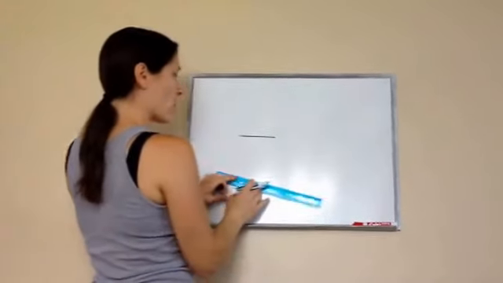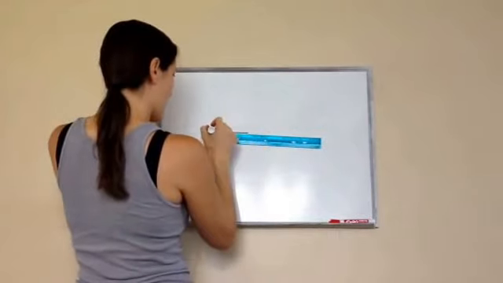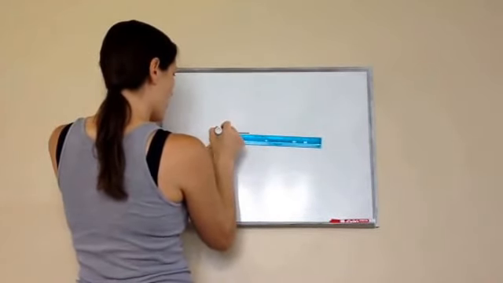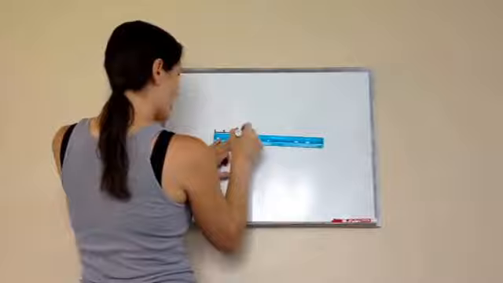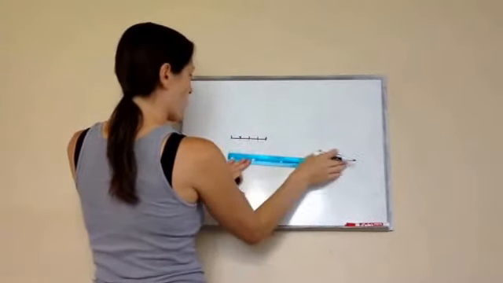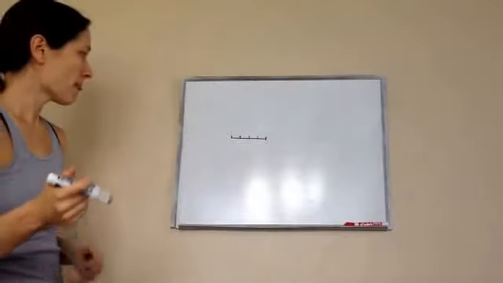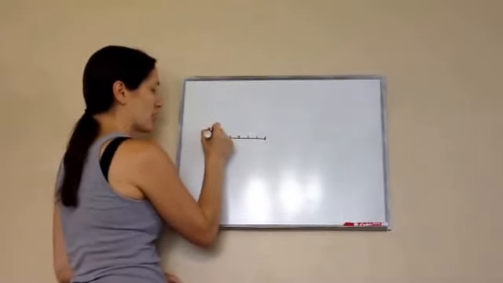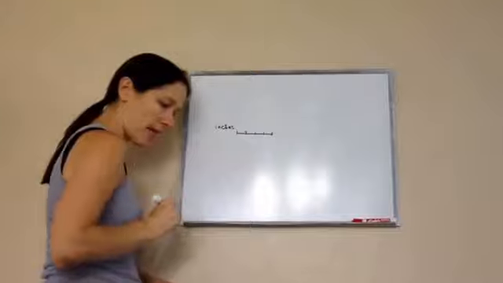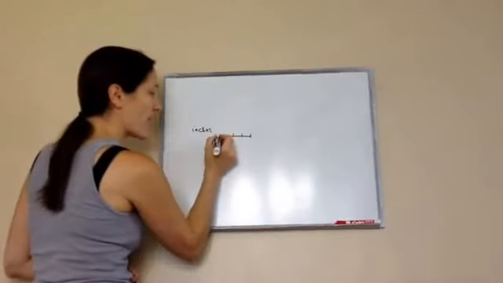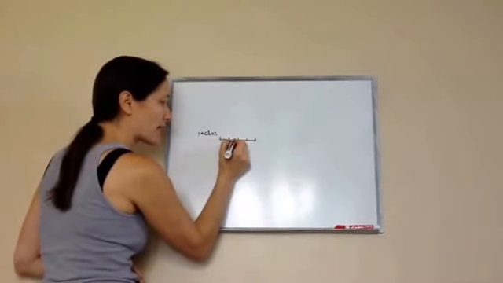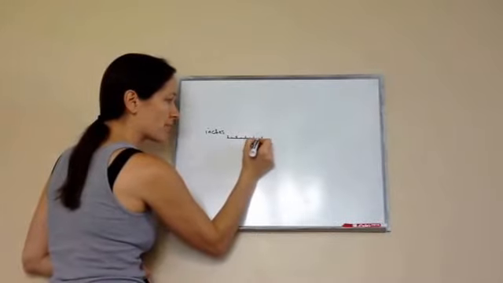This line is 4 inches long. Okay? This is 0, 1, 2, 3, and 4. Okay? And those are actually inches that I have up there. Okay? So this would be inches.